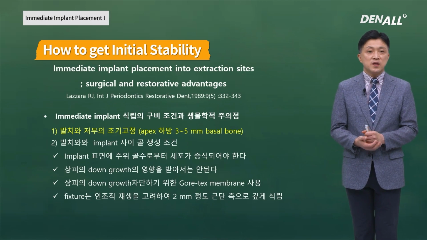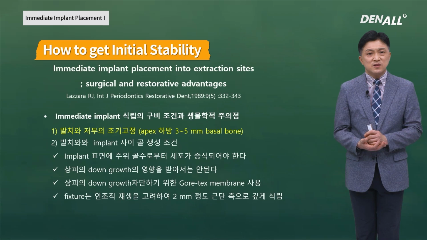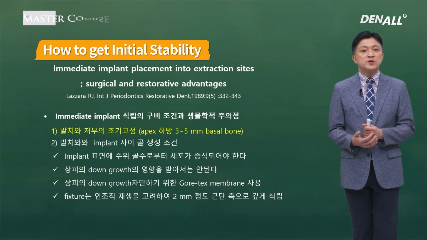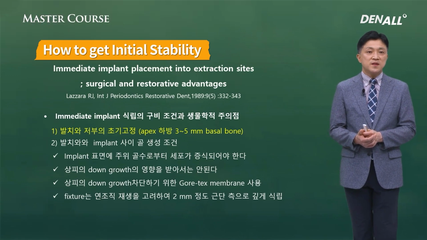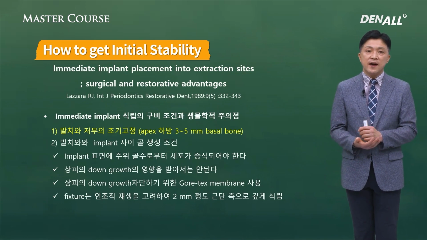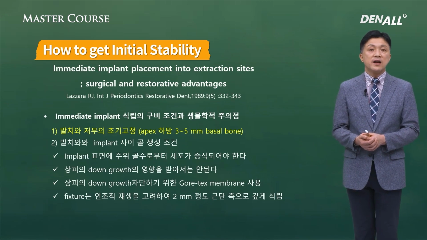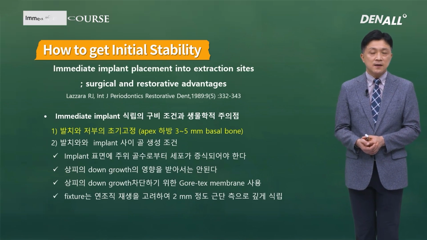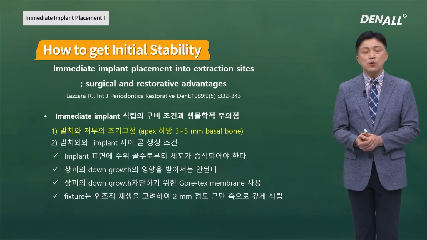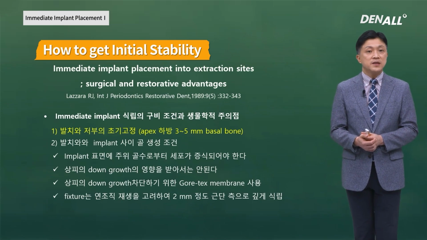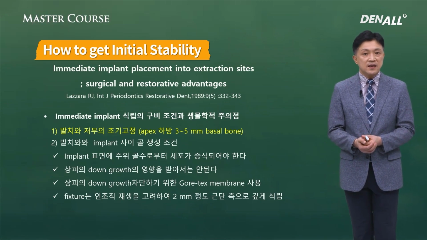Talk of primary stability after immediate implant placement was first introduced in Lazzara's literature in 1989. The preconditions and biological precautions were discussed in terms of immediate implant placement. There needs to be approximately 3 to 5 millimeters of basal bone in order to get primary stability. Based on my experience, you need at least 3 millimeters of basal bone to get primary stability. And this is a study, that's the gist.